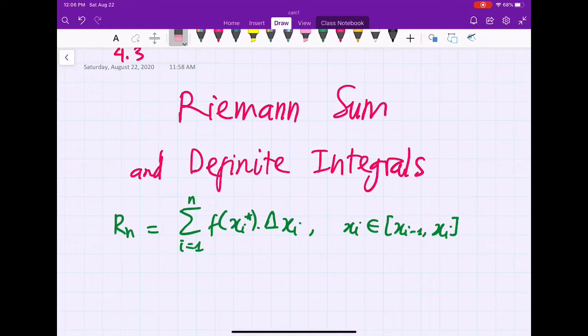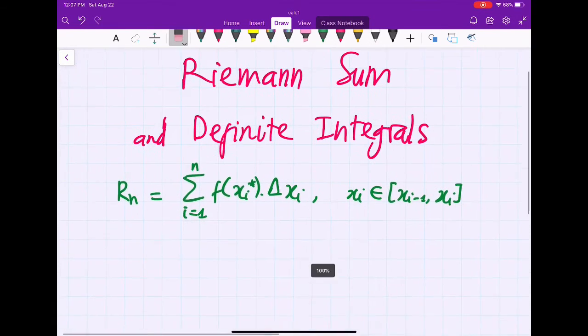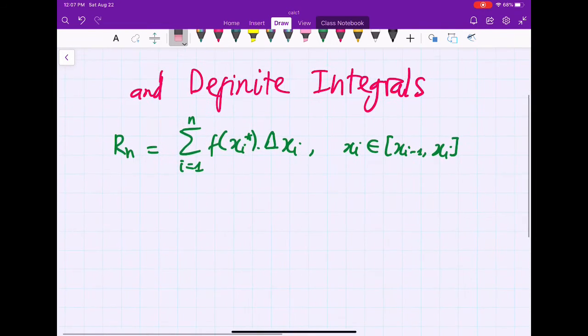Hello. In the previous videos, we studied Riemann sums and used them to approximate the area of some region enclosed by the graph of a function on some interval. Today, we discuss the Riemann sum for any continuous function, and we define the definite integral using the Riemann sum. On your screen you can see the Riemann sum looks like Rn equal to the sum of f of xi star times delta xi, right?